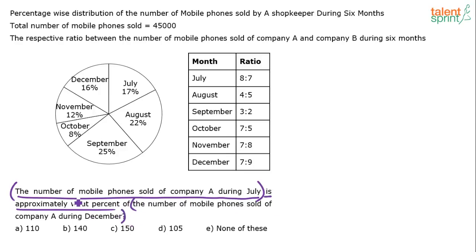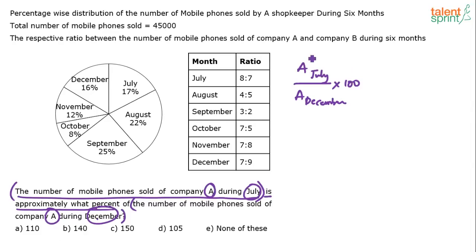You remember, X is what percent of Y? X by Y into 100. What is X here? A in July. What is Y? A in December. So X by Y into 100, so A in July upon A in December into 100. A in July is what percentage of A in December?